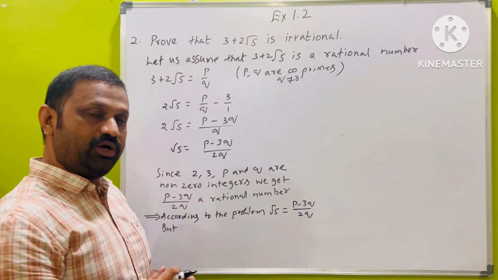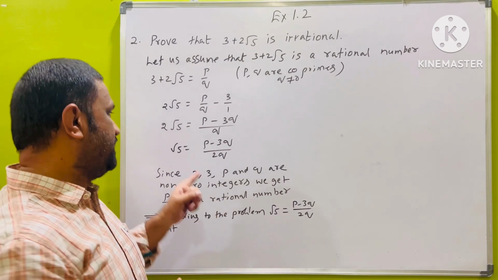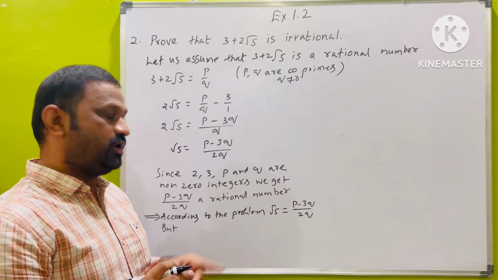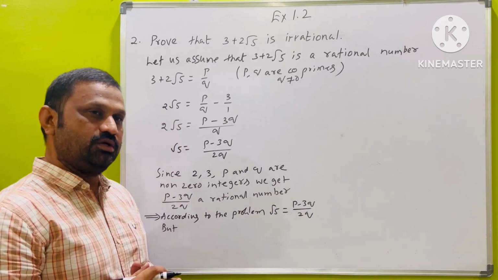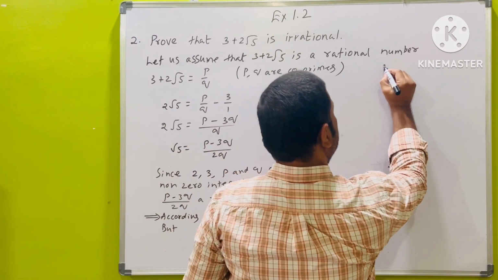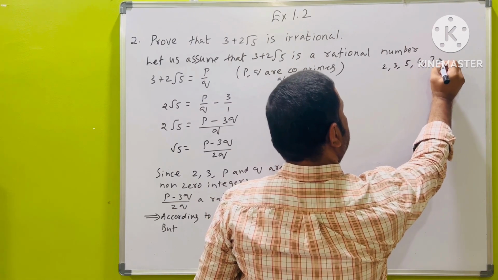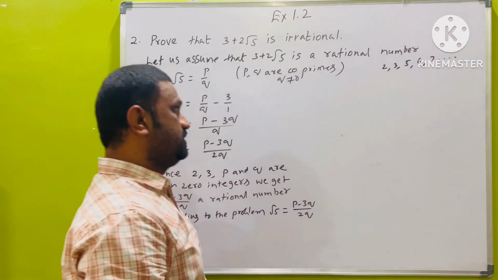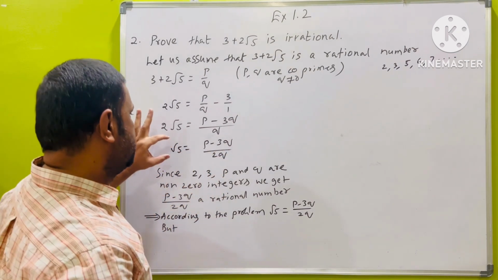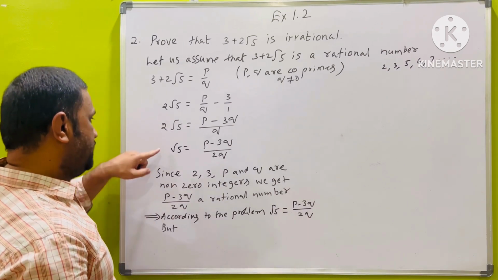What is under the square root? A non-perfect square number is present under the square root. What are the non-perfect square numbers? Such as 2, 3, 5, 6, 7 and some other numbers. If you find these numbers under the square root, we can say that this is an irrational number.